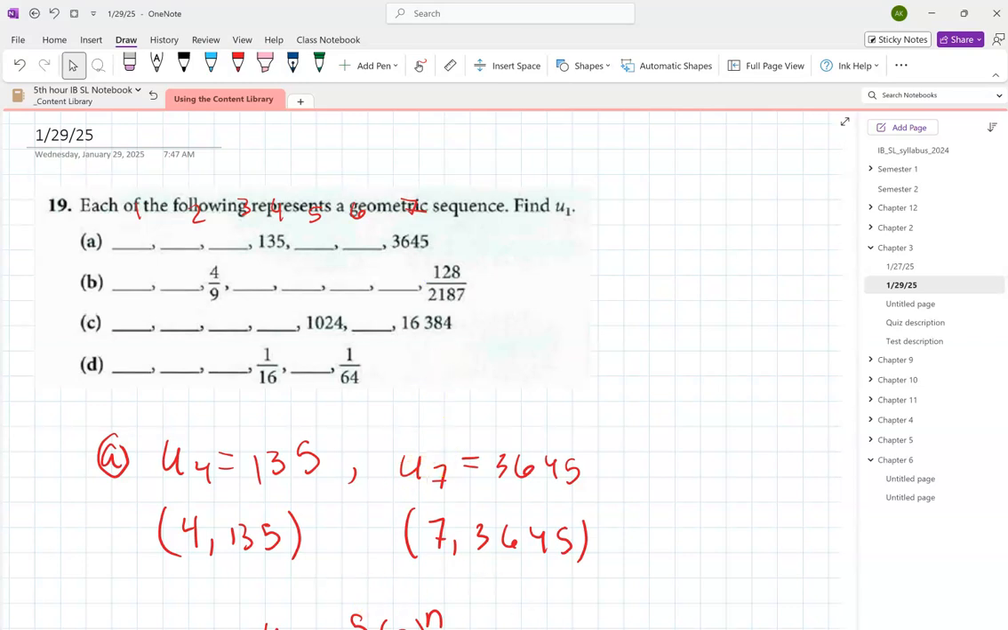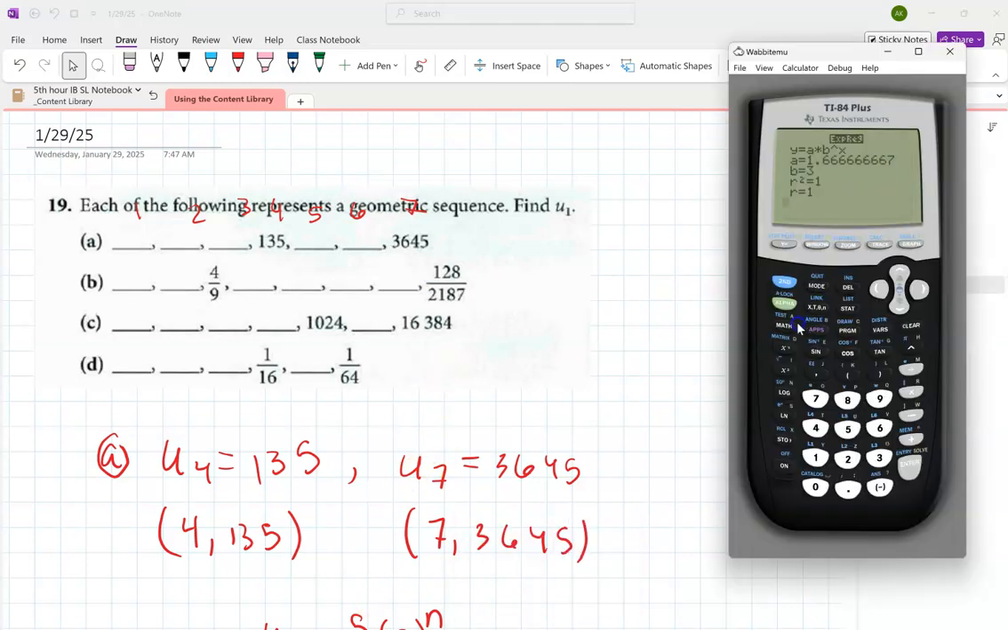Yeah. Sure. So what I did here to start, Luke, is I counted out what term number each of my two given terms were. So the fourth term was 135 and the seventh term was 3645. So I thought about that as the point 4 comma 135 and 7 comma 3645.